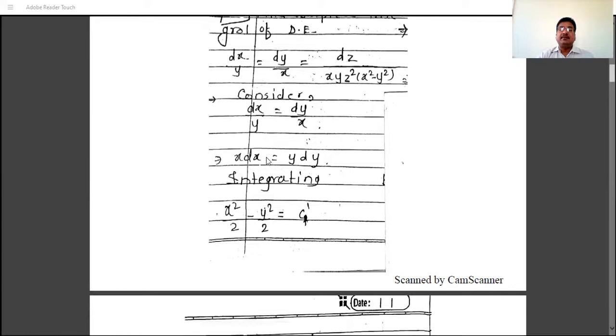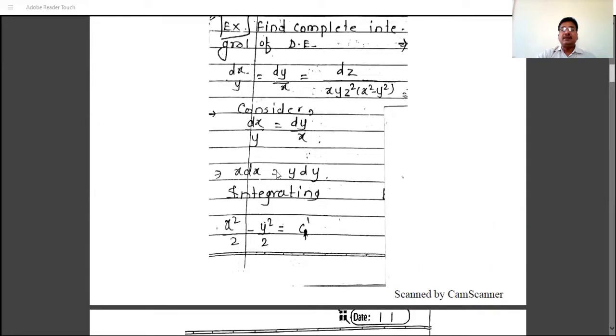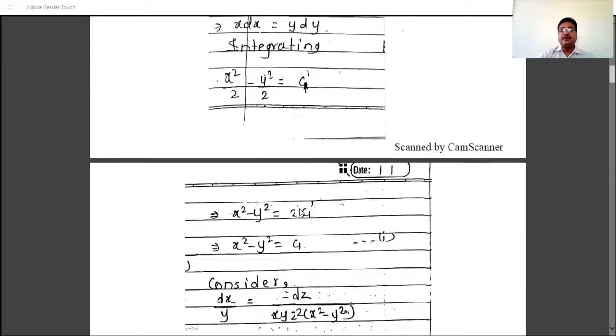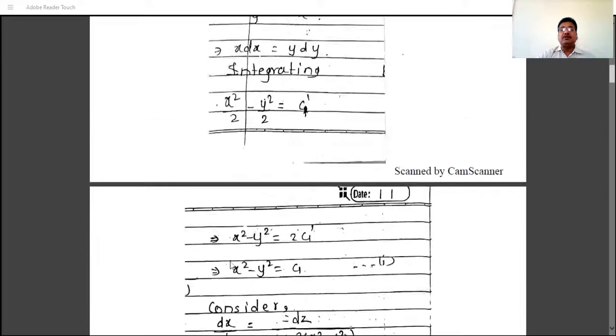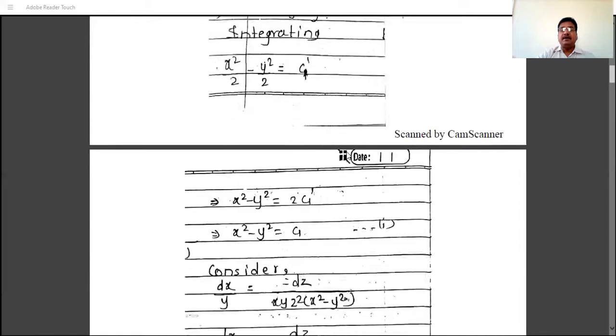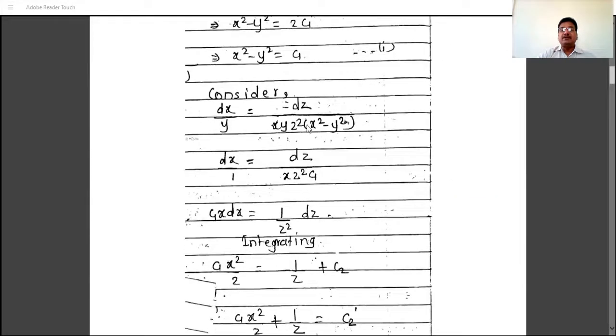Then separate the variables, that is x dx is equal to y dy, integrating, x square by 2 minus y square by 2 is equal to c1. That is, if we separate the variables and then integrate, we have the solution x square minus y square is c1. So consider the first and third ratio, dx by y and dz divided by x into y into z square, x square minus y square, and then substitute x square minus y square as c1.